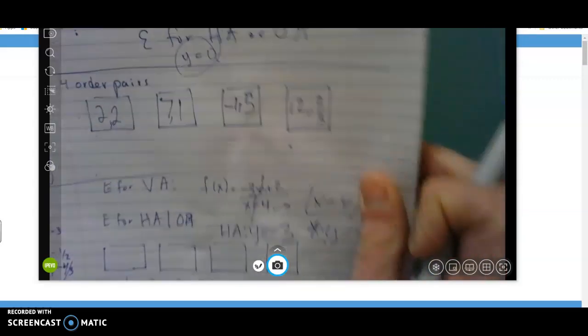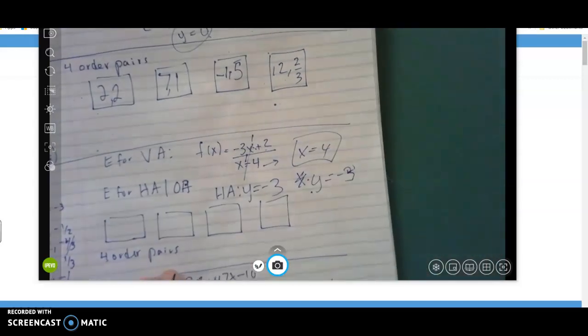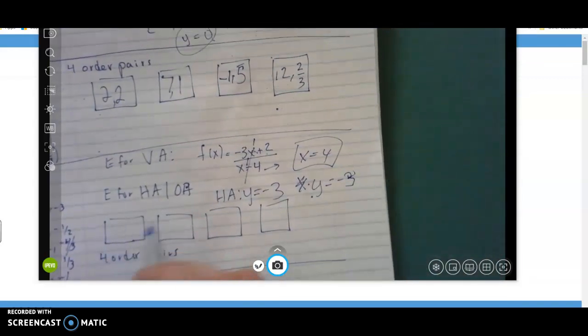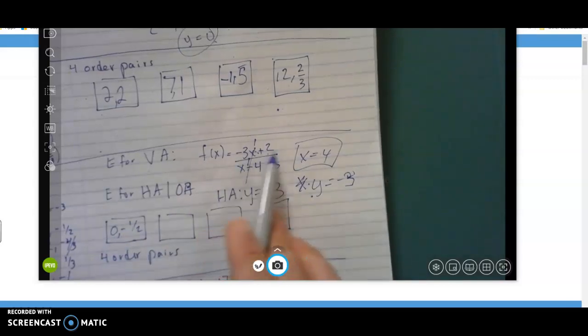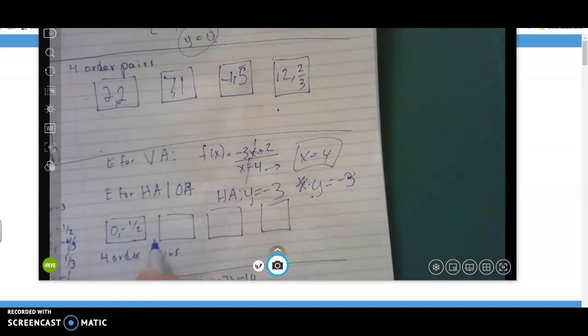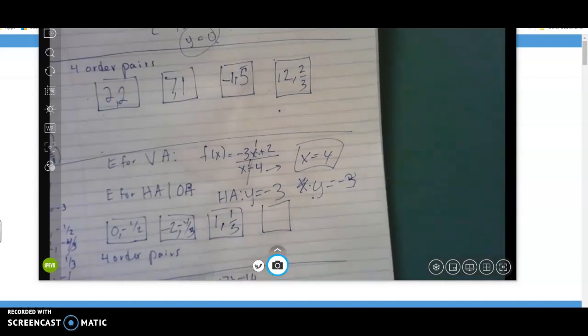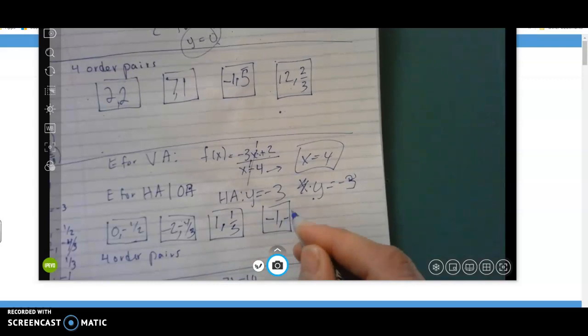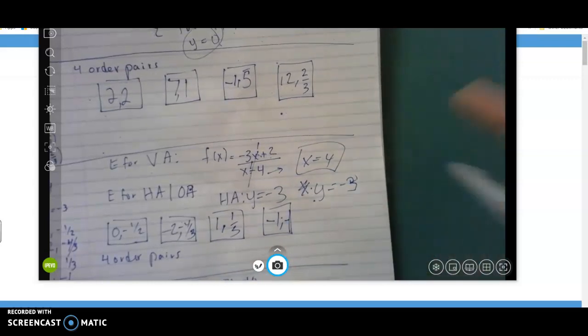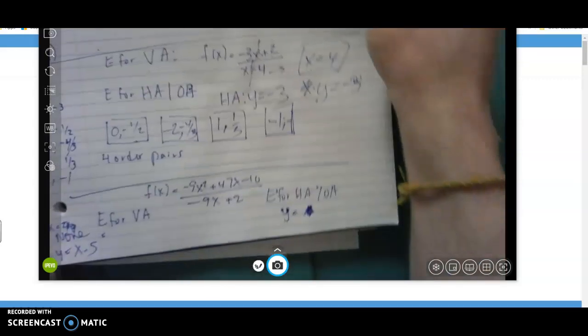Okay, and then we're looking for any pairs of points that will be on this function. So I picked 0 and negative 1/2. If you put in 0 here, you'll see that it becomes negative 1/2. I put negative 2 comma negative 4/3. You don't have to use mine, but I use small numbers that are pretty easy to compute. I did 1 comma 1/3, and then maybe negative 1 comma negative 1. Slow it down, look at the video later, and you'll see that those work.